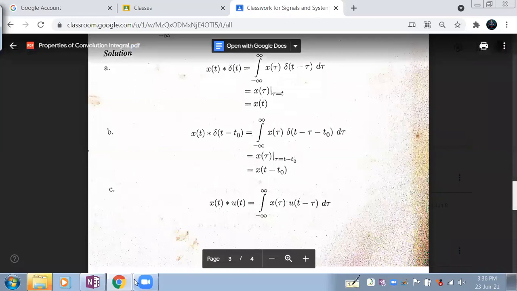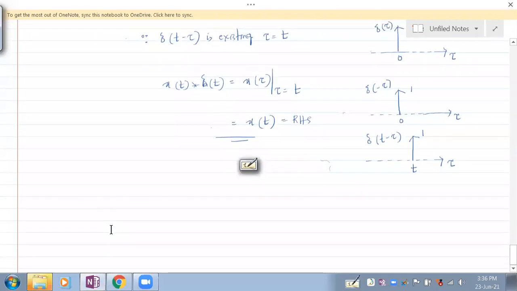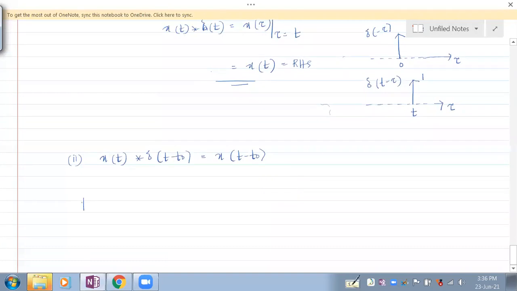So shall we work out that? So what is it saying? Second property. If you have x of t being convolved with delta of t minus t naught, then it is x of t minus t naught, they are saying. Fine. So let's see the proof. Fine. So let's take LHS, and this is x of t convolution delta of t minus t naught.